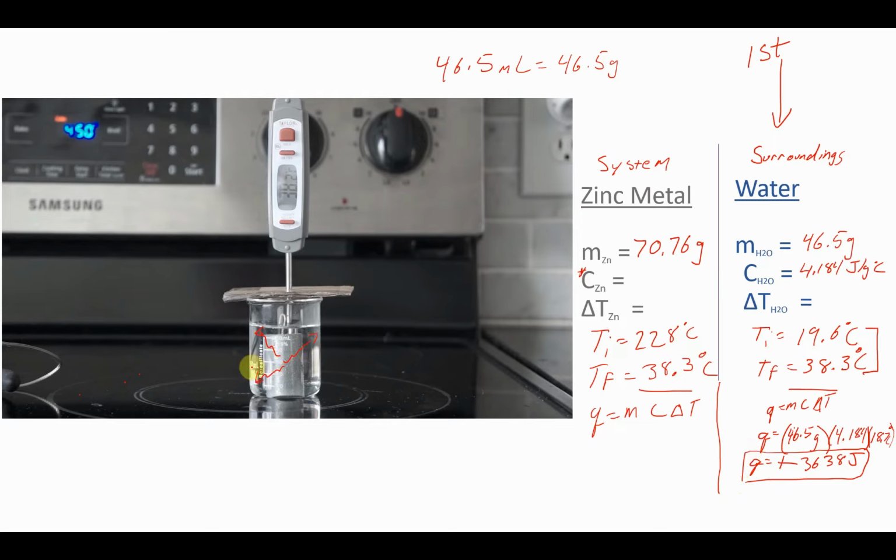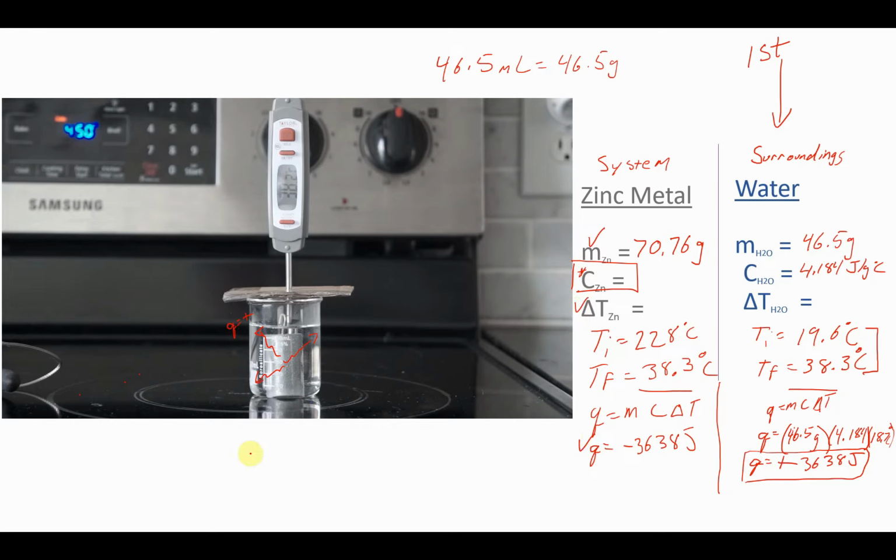And that's how much heat the water absorbed. Now, of course, that heat came from the block. So the heat for the block is negative 3,638 joules because the heat was leaving the block, and it's the same amount of heat that was used in the water. Okay, if we want to solve for our specific heat, we now know the mass, the change in temperature, and the heat for zinc, and we can solve for C.